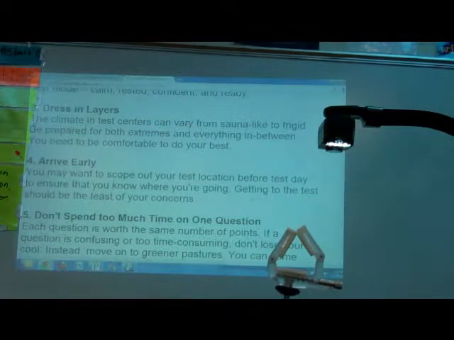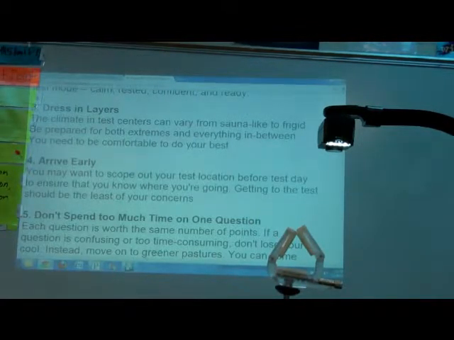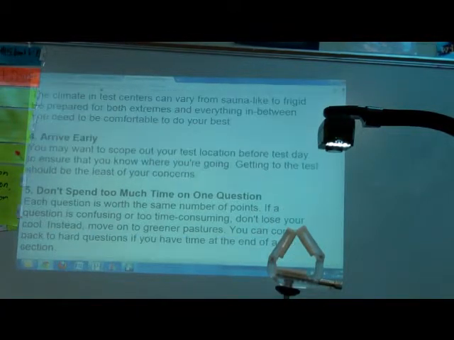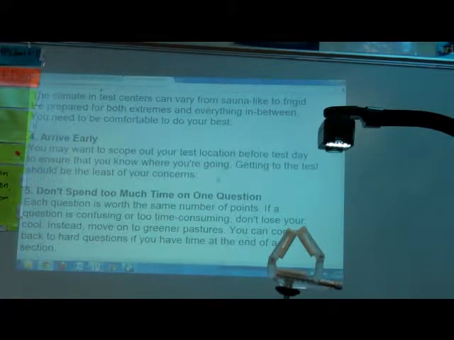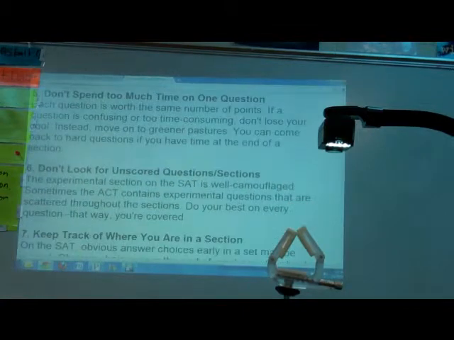Arrive early. Nothing stresses people out more than worrying about whether or not they're going to get there in time. So if you've never been to the place where you're testing, you might want to drive by there before the test day so that you're not having to worry about that.